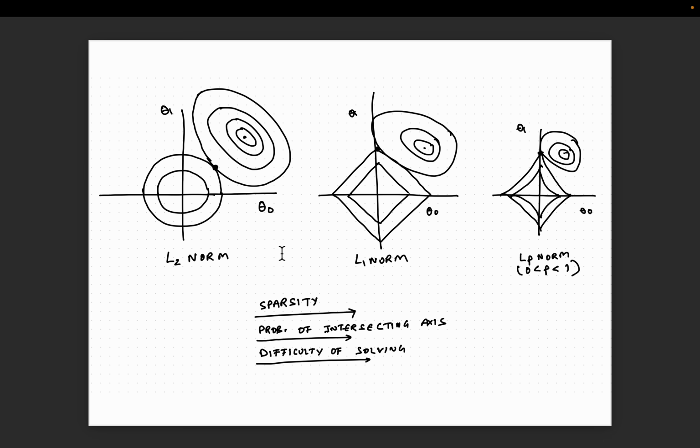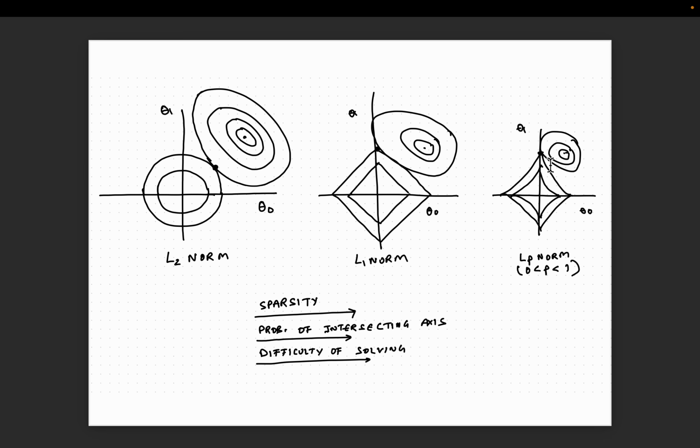You can see that as you move from left to right, the probability of intersecting the axis increases, which is the same as the balloon example. These two surfaces will intersect much more likely at some particular axis. In the case of the circle, there is a lot of surface area, so you have a lot of points at which these two curves can intersect, whereas for these two cases, it gets pointier. Therefore, the probability of intersecting on one of the axes is increasing.